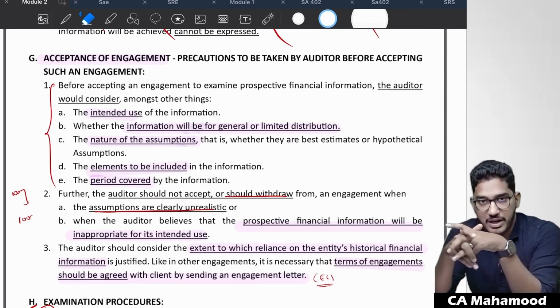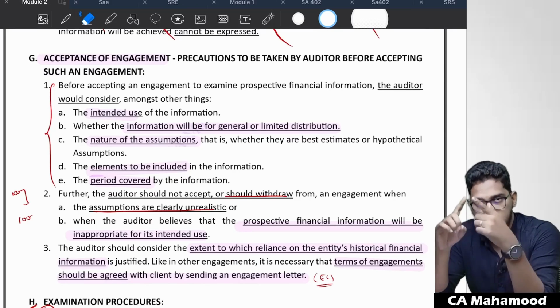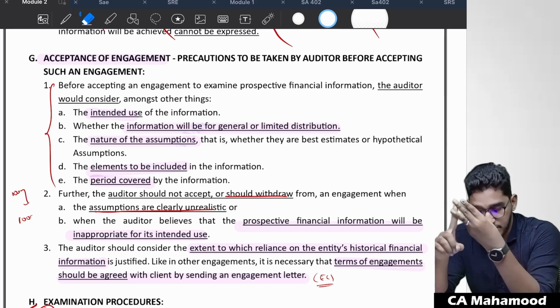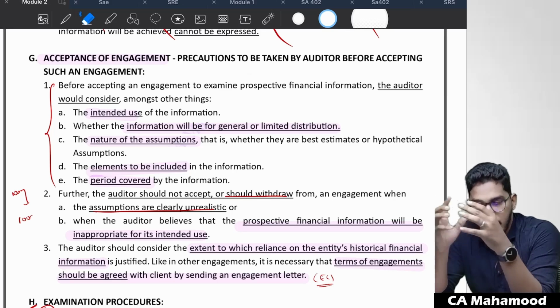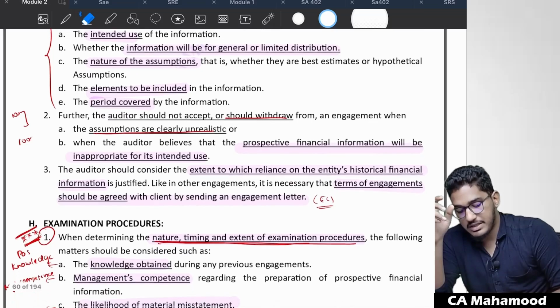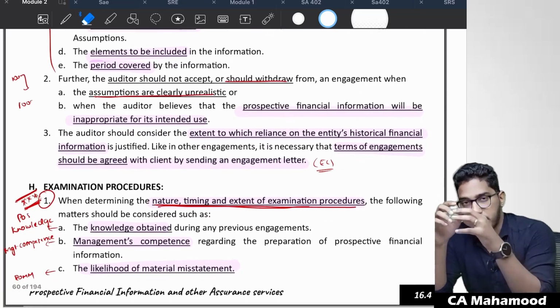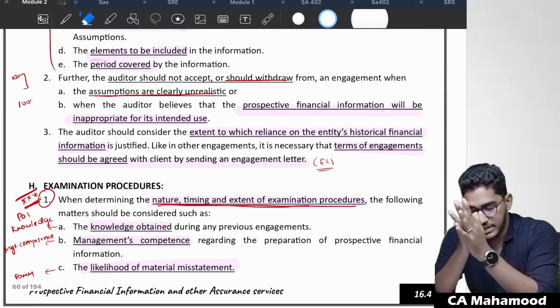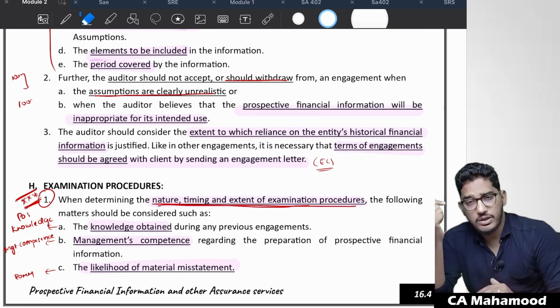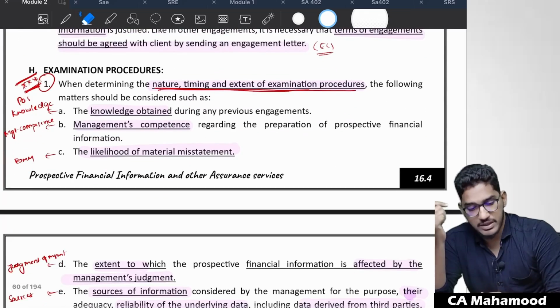Then acceptance of the engagement. What factors do you have to keep in mind in deciding whether you can accept the engagement or not? Number one, intended use. What about its distribution? What is the nature of assumptions? What elements are included and what period will be covered? And in case you find that assumptions are unrealistic and prospective information will be inappropriate, you have to withdraw from the engagement. And you need to get all the terms and conditions drafted in the engagement letter.